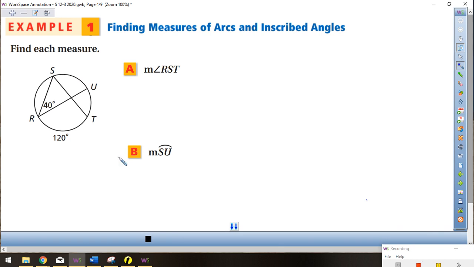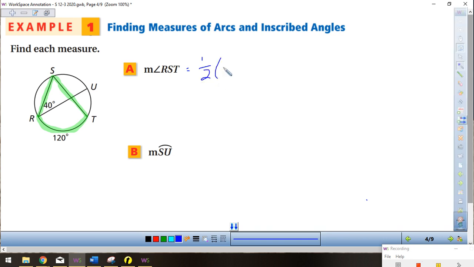So the angle is half the arc, and the arc is double the angle. Let's do an example. I want to find the measure of angle RST. That means the arc I'm going to use is arc RT. Remember, your angle is half the measure of the arc. So to find this angle, we're going to say that it is equal to 1/2 the measure of my arc RT.